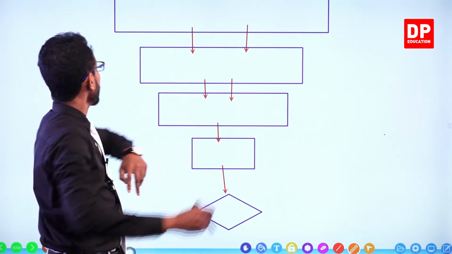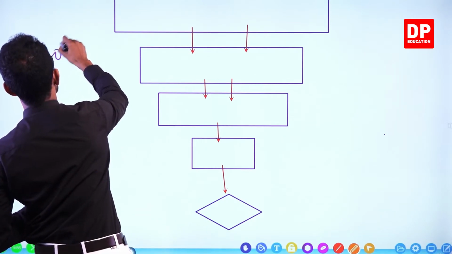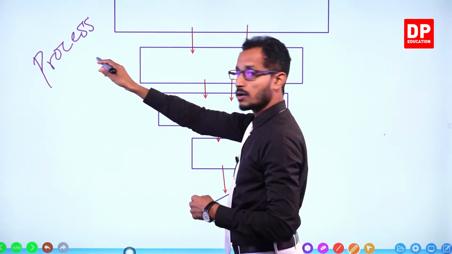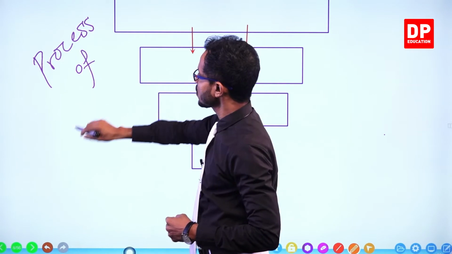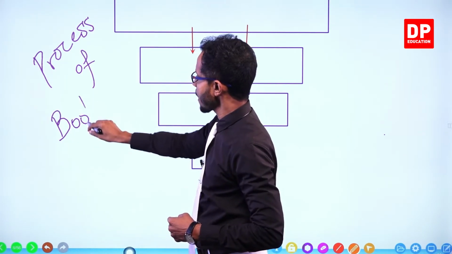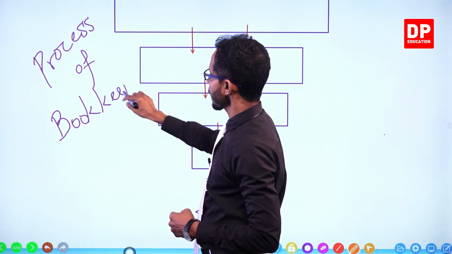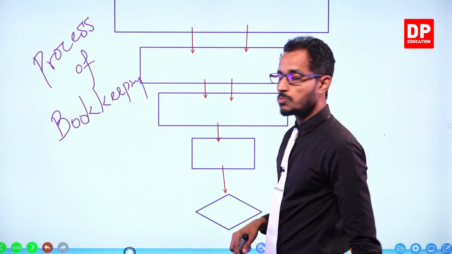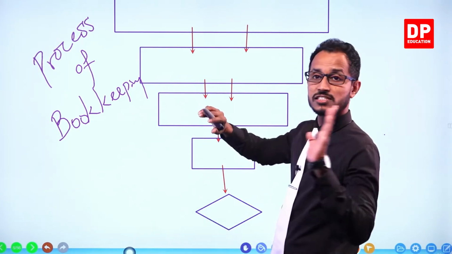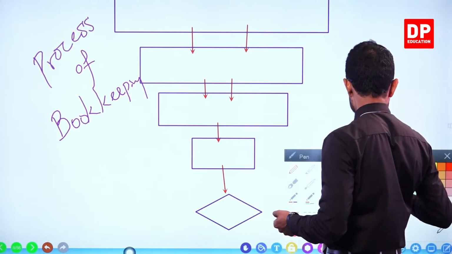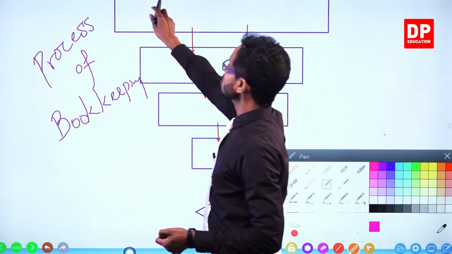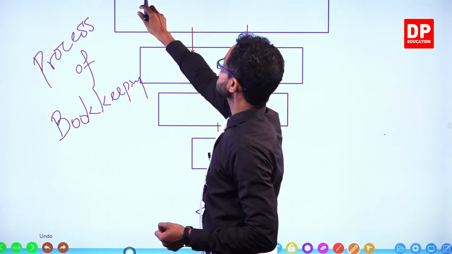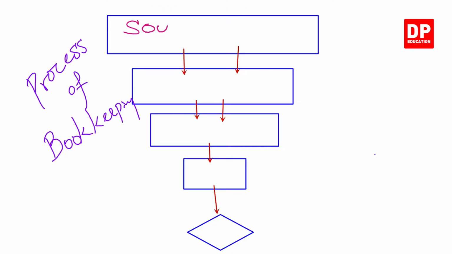This is the bookkeeping process, okay? Shall I move to this side? Now is it clear? Process of bookkeeping. What is the first level? What do we do in bookkeeping? For the very first time, we issue the source document. The bookkeepers or the business issues the source document.